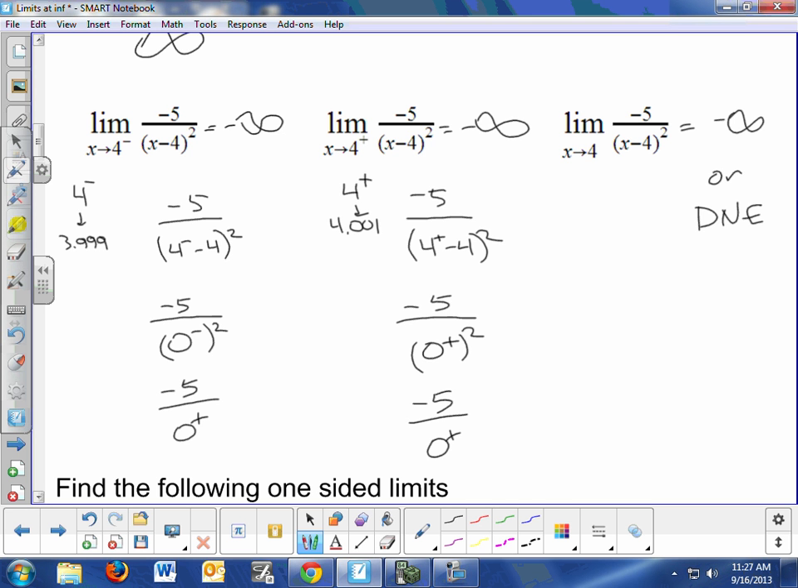So the AP testers accept both this and this as answers to a question like this. Okay? This is technically right, but it's also technically wrong if you go strictly by the definition. But you say from the left and from the right, the function's approaching negative infinity. Doesn't mean it's meeting up or anything. There is an asymptote.